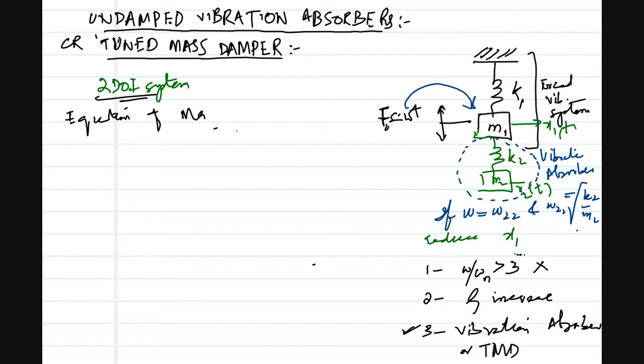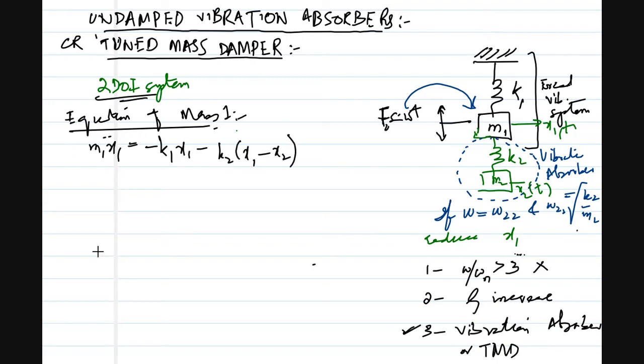Equation of mass 1, same method: M1 x1 double dot equals minus K1 x1, and because spring K2 is attached between the two, minus K2 times (x1 minus x2). Because a force is also applied on M1, and because it's an external force, we write it with a plus sign: F naught sine omega t. In the normal mode analysis we are not considering any force, but in this case we have to consider an external force, with a plus sign.